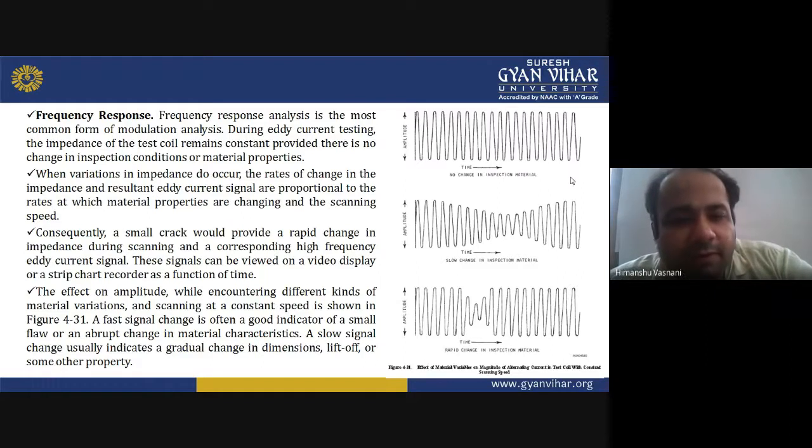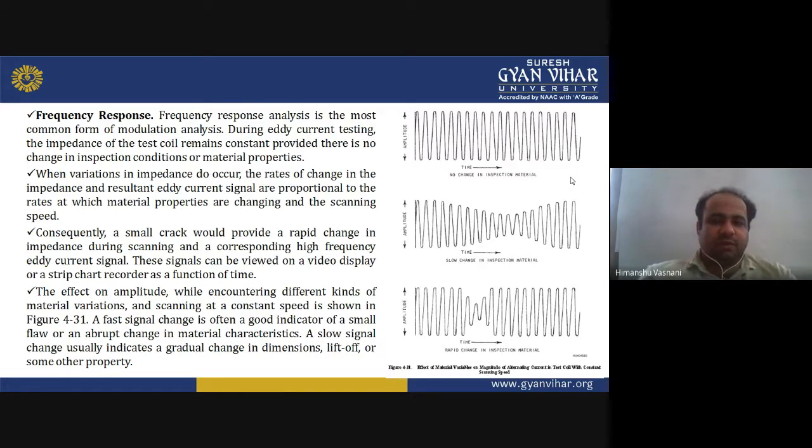Now the effect on amplitude while encountering different kinds of material variations and scanning at a constant speed is shown in the figure on the right hand side: the effect of material on magnitude of alternating current test coil with constant scanning speed. In the first diagram on the upper side, amplitude is on the vertical axis and time on the horizontal axis. There is no change in the inspection material. In the second diagram, there is slow change in inspection material, as you can see from the variations in the middle. In the third diagram on the bottom, there is a rapid change in inspection material, a variation over a very short time.